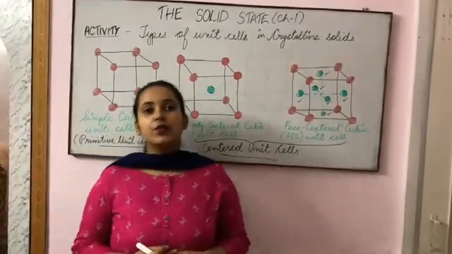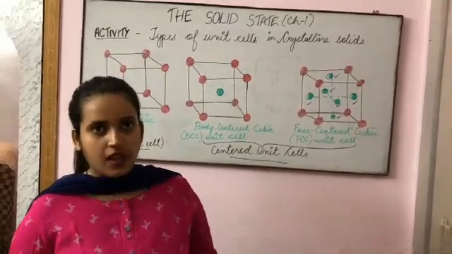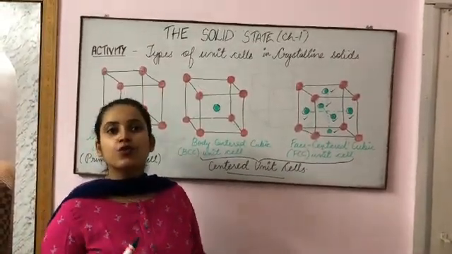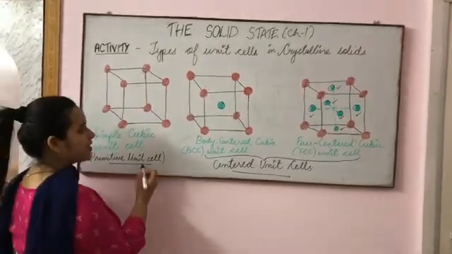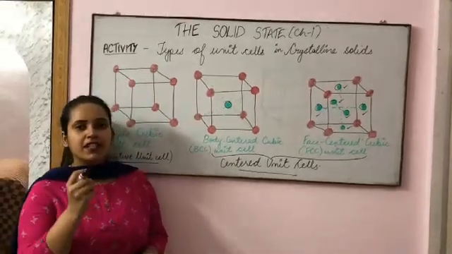So the activity which we are going to take today is the types of unit cell in crystalline solids. In crystalline solids, the unit cells can be broadly divided into two classes, that is the primitive unit cell and centered unit cell. Now what do we mean by primitive unit cell?